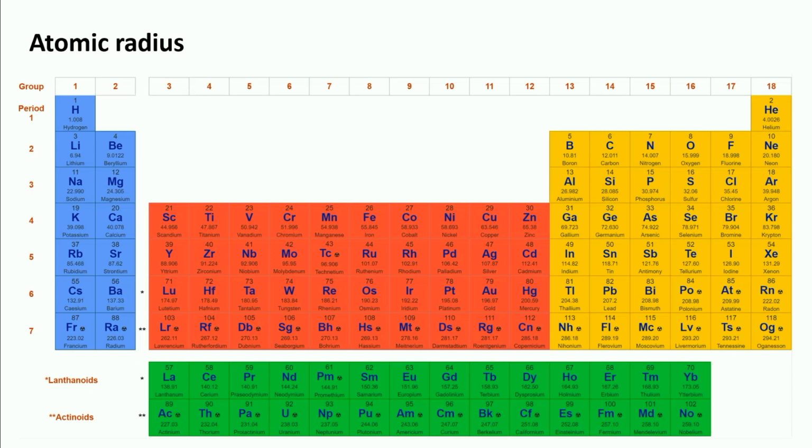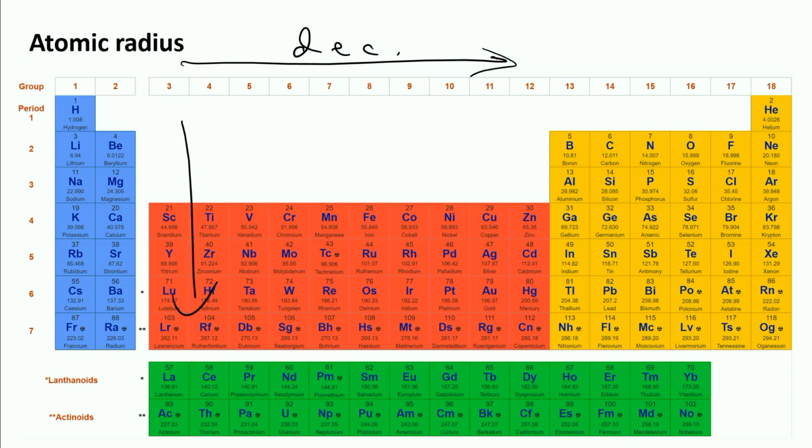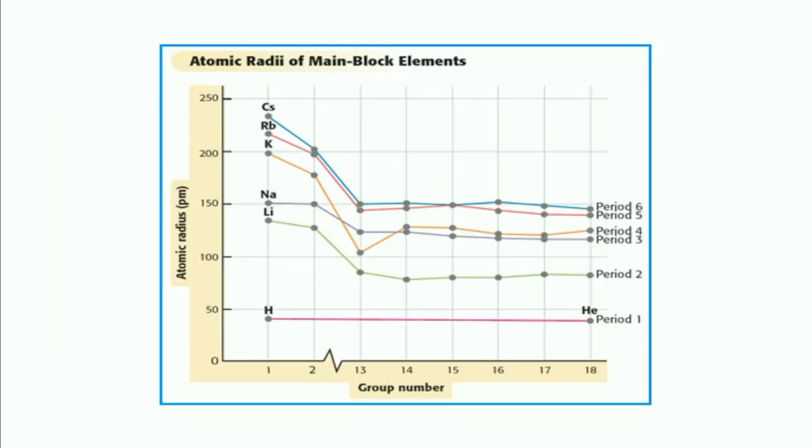We have a trend that as we go across the periodic table, the atoms get smaller. They decrease in size. And as we go down a periodic table, the atoms increase in size. Okay? Here's a chart that shows this trend. So hydrogen to helium, it doesn't look like there's much difference in size, but helium is smaller.